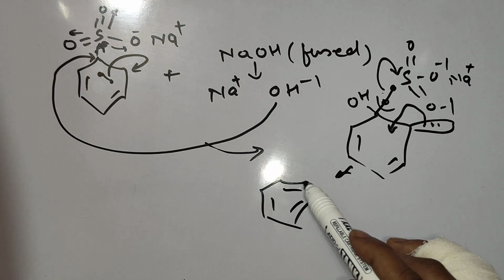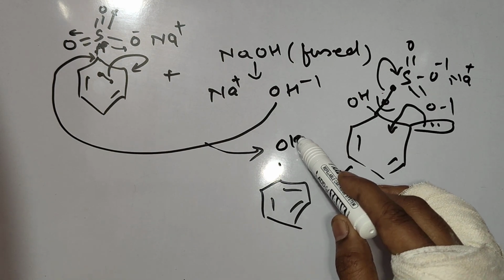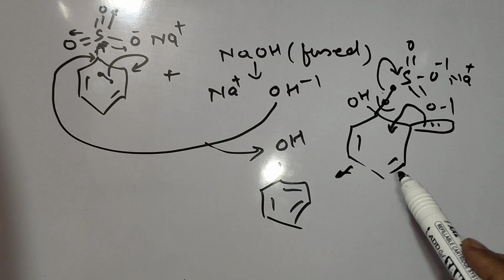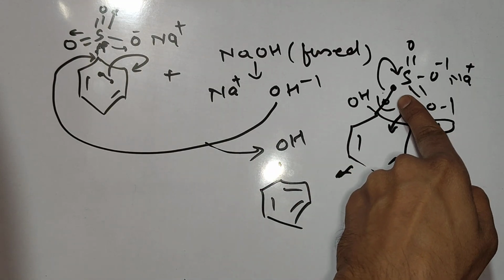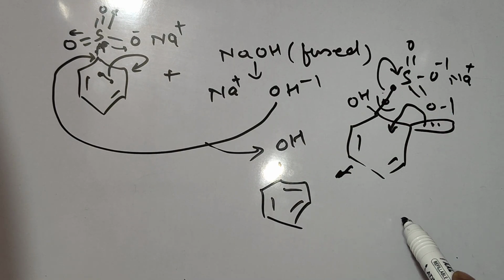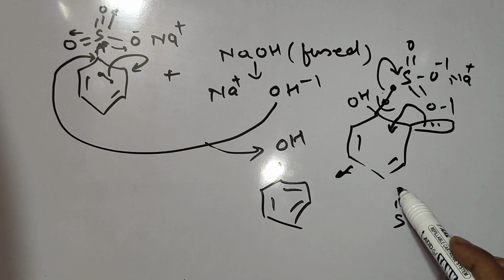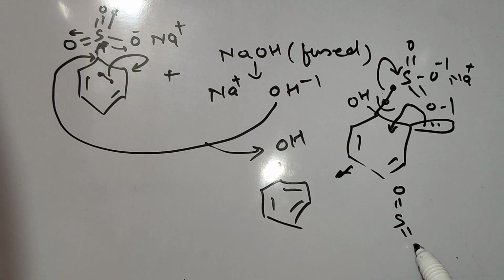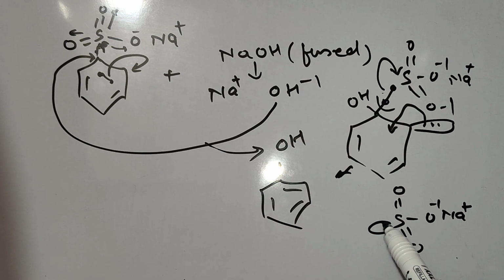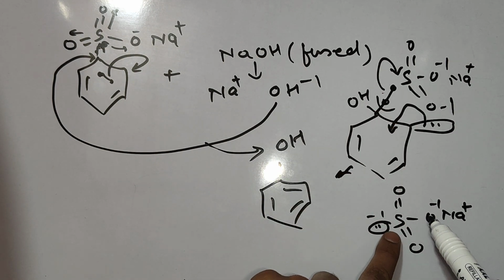Double bond will generate back here. At the place of SO3Na, OH will be there now. And what will be released out? Because sulfur is getting electron like this, this was the initial condition, -1 like this. So what will happen?